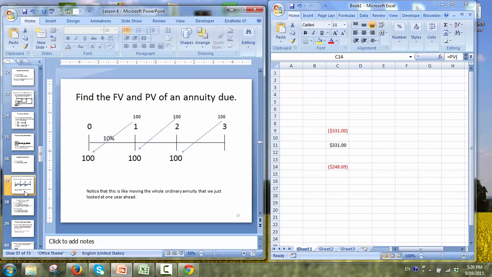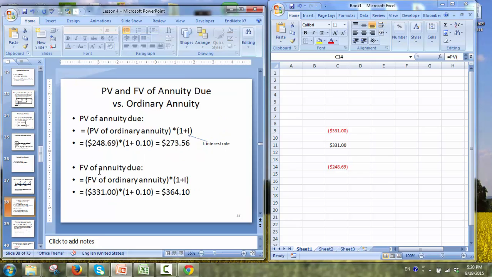Now, what about annuity due? So far we talked about the calculation of the present value and future value for ordinary annuity. You notice that annuity due is like moving this whole ordinary annuity 1 year ahead. So from the end of the first year to the beginning of the first year, end of the second year to the beginning of the second year, right? So this gives you the idea that the present value of the annuity due is the present value of the matching ordinary annuity multiplied by 1 plus I, the interest rate.